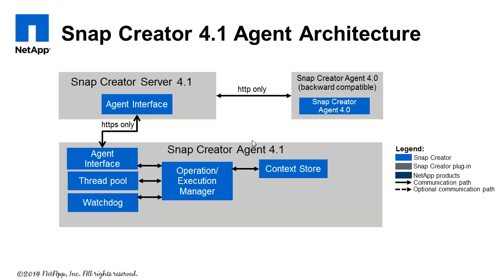The context store holds all information that should live over the lifetime of a workflow. It provides context objects to the plugin as needed, and if a workflow fails or is never completed, the context object will be wiped after a period of time. Plugins exist only on the agent and have direct access to the context store. Any of the Snap Creator plugins can be called by the agent.